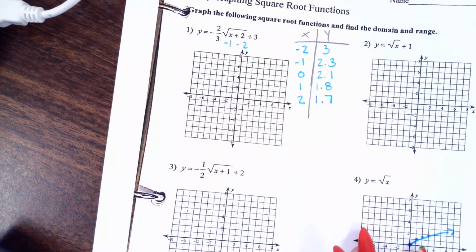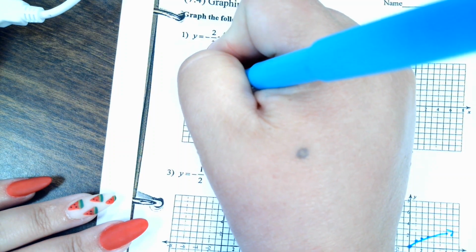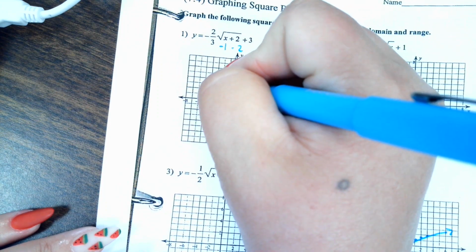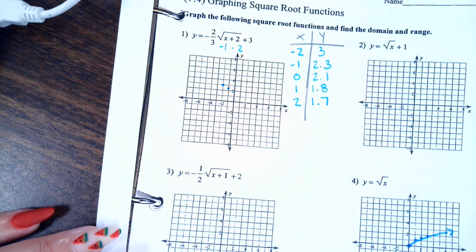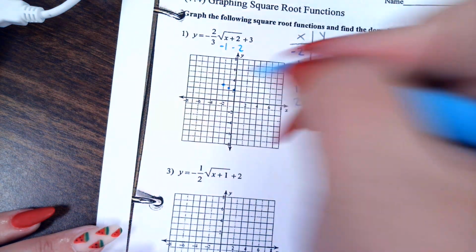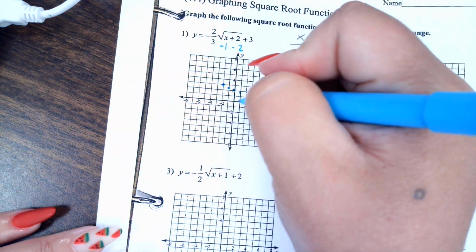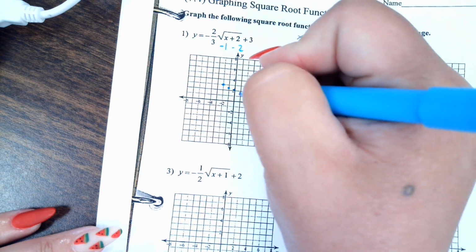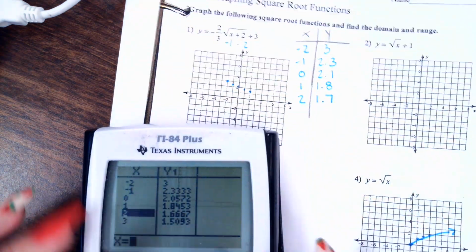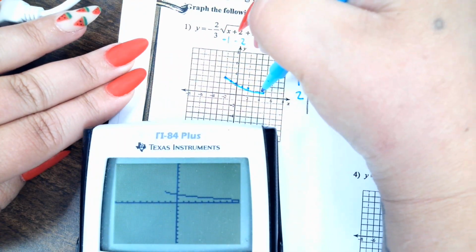All right, then we graph it. So -2, 3. So -2, and then up 3. -1, and then 2.3. So that's about there. 0, 2.1. So that's about there. 1, 1.8. And then 2, 1.7. And then since we already previewed the graph, we know it's going to start here and go down.